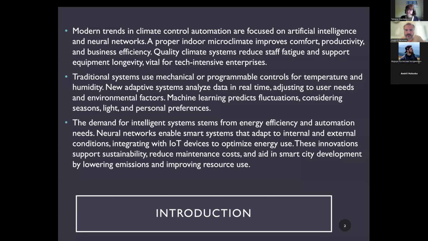The growing demand for energy efficiency and comfort drives the development of intelligent systems. Neural networks enable smart climate solutions that integrate with IoT devices, optimizing energy use and supporting sustainability. These innovations support sustainability, reduce maintenance costs, and aid in smart city development by lowering emissions and improving resource use.